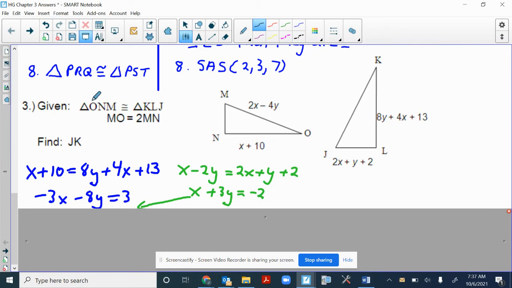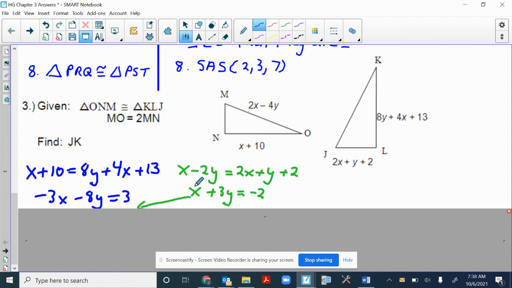And if you look at the lettering, ON or NO were the first two letters, which means they correspond to KL. So that's why I chose those two. Even though these triangles are orientated in a different manner, if you use the triangle congruency statement, you know what to set equal to each other. All right, so that's for this one. I was able to solve it.